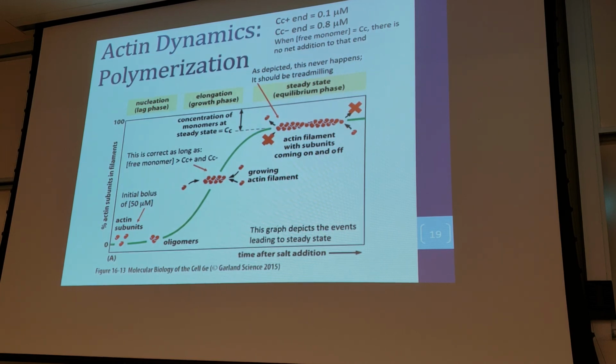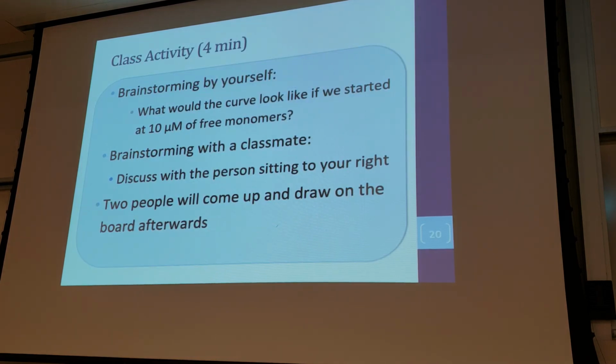So let's think about this. The experiment we just talked through started with 50 micromolar of free monomers. What would this curve look like if we started it at 10 micromolars? Talk to your neighbors, think about it with yourself, and then I'll ask two people to come up and draw it on the board so that we have something to talk about. That's easier than me pointing a light.